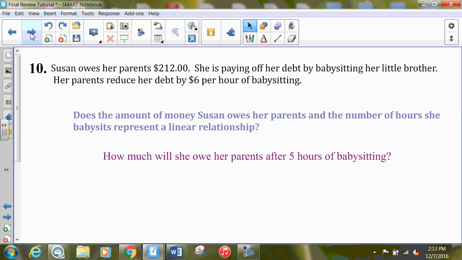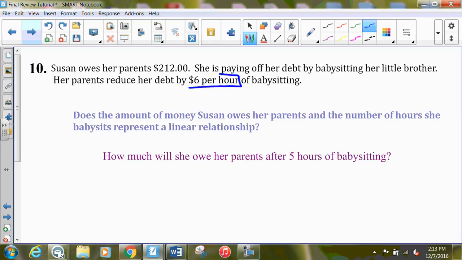All right, Susan owes her parents $212. She's paying off her debt by babysitting her little brother. Her parents reduce her debt by $6 per hour of babysitting. And it says, does the amount of money Susan owes her parents and the number of hours she babysits represent a linear relationship? And I can just hear you say, yes, it does. And the clue is the $6 per hour.